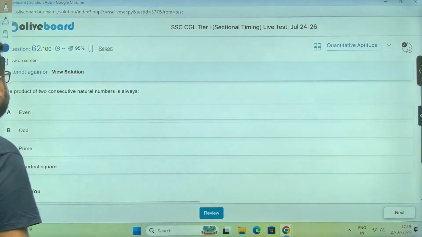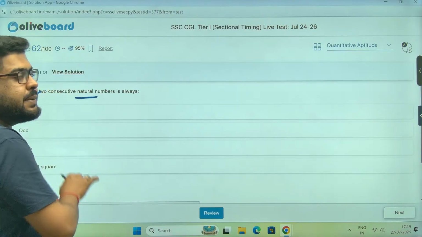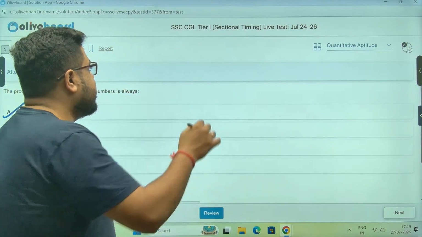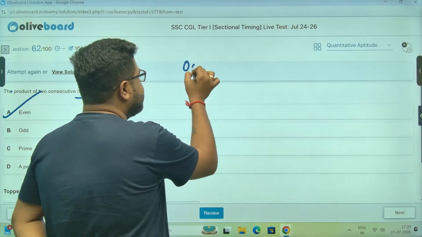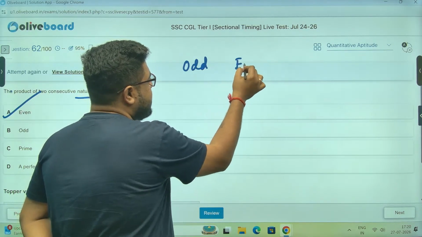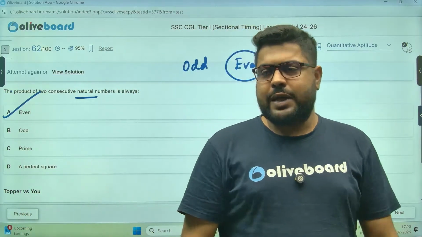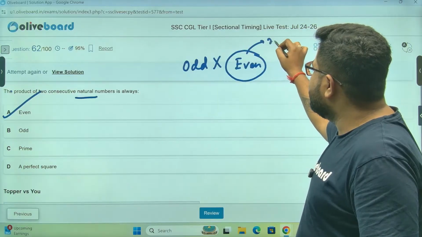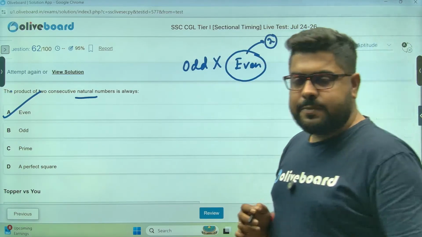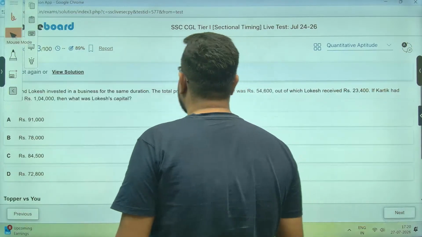Sir, next one, please. Product of two consecutive natural numbers is always an even number, sir. Why? Please understand, two consecutive numbers meaning one is odd and one is even. Now, what makes an even number? The factor 2. So once you multiply, the product will also have this factor of 2. So it will always be an even number, sir. Next one, please.